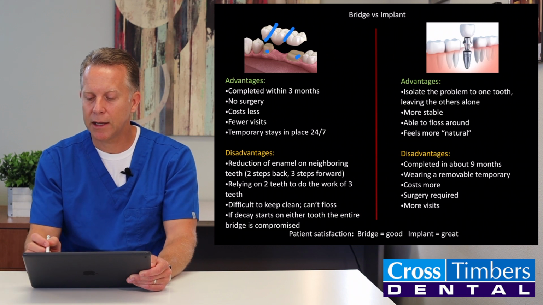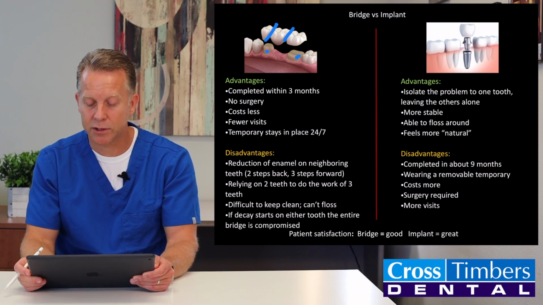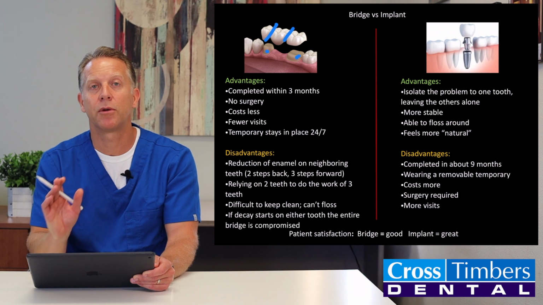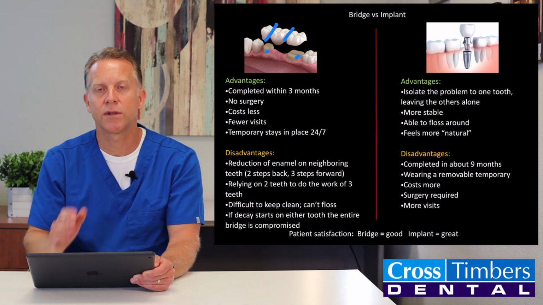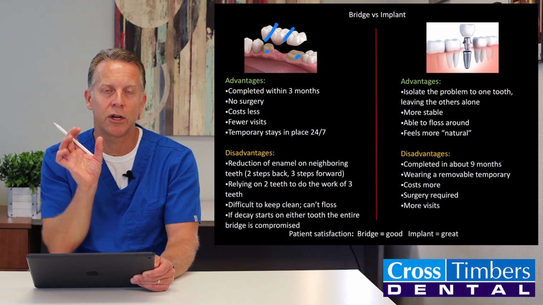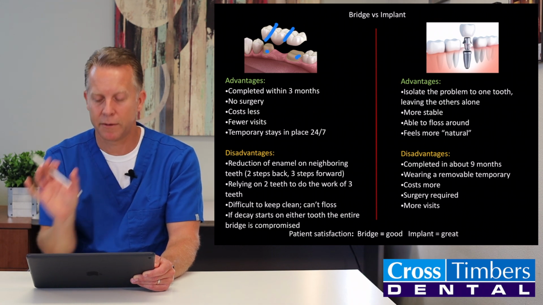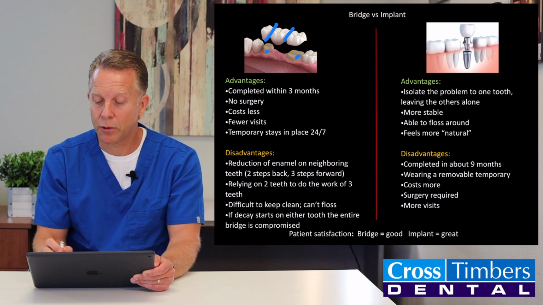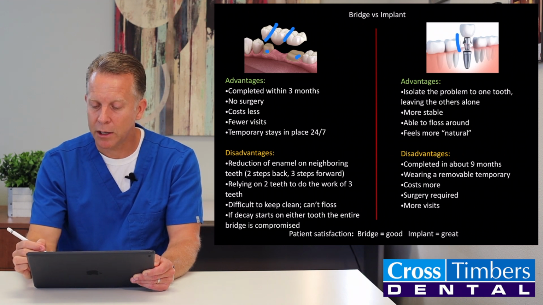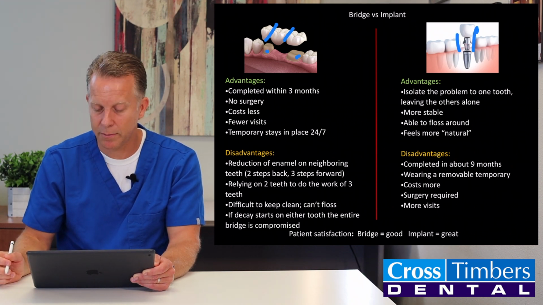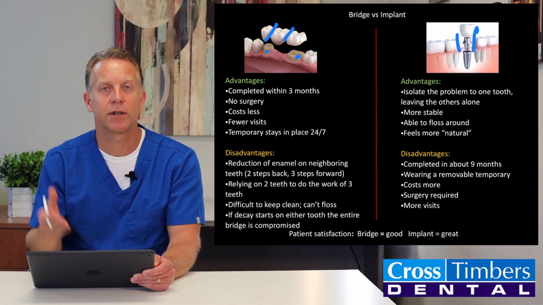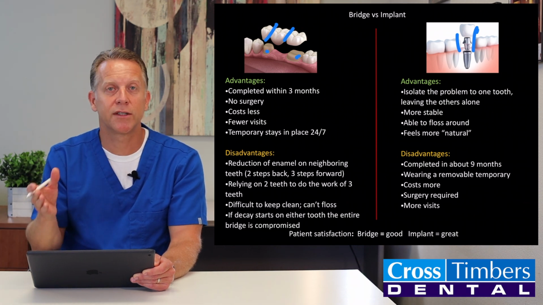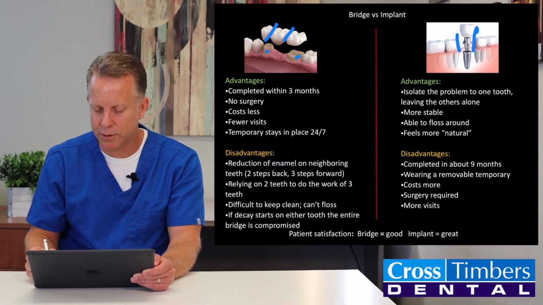With looking at the implant option, the advantages is you get to isolate the problem to just a single tooth. You don't have to involve the neighboring 2 teeth. It's a little more stable than the bridge in that it's just a single unit. You don't have teeth spread across a couple of other teeth. You're able to floss around it just fine, just like right in here and here, just like you would a normal tooth. And it's going to feel a little bit more natural compared to something else, because you have the ability to floss and chew with it just like you would a natural tooth.